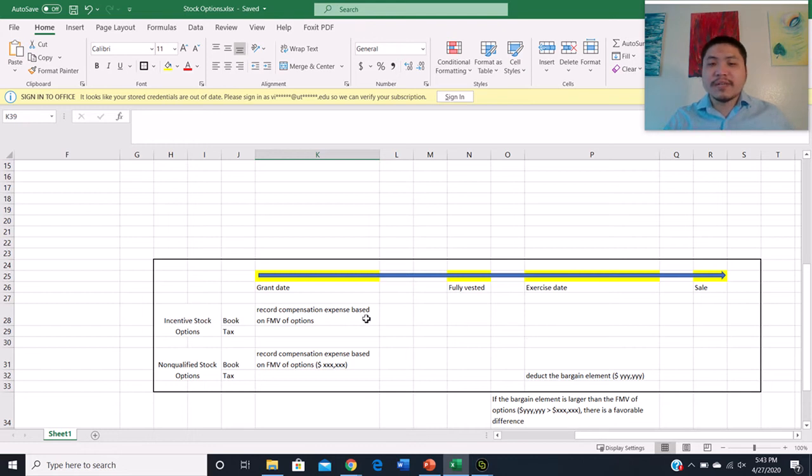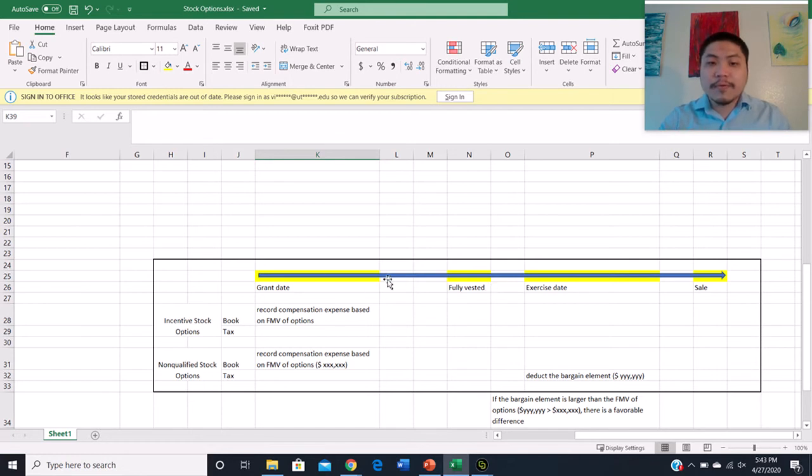So basically, for stock option, there are several important dates that we have to remember, right? So that's the grant date, right? Because this is the date when the company issues the option to the employee, right? And then the employee usually has to wait for a period of time until the option is fully vested, right? Fully vested means the holders of the options can now have the ability to exercise the option, right?